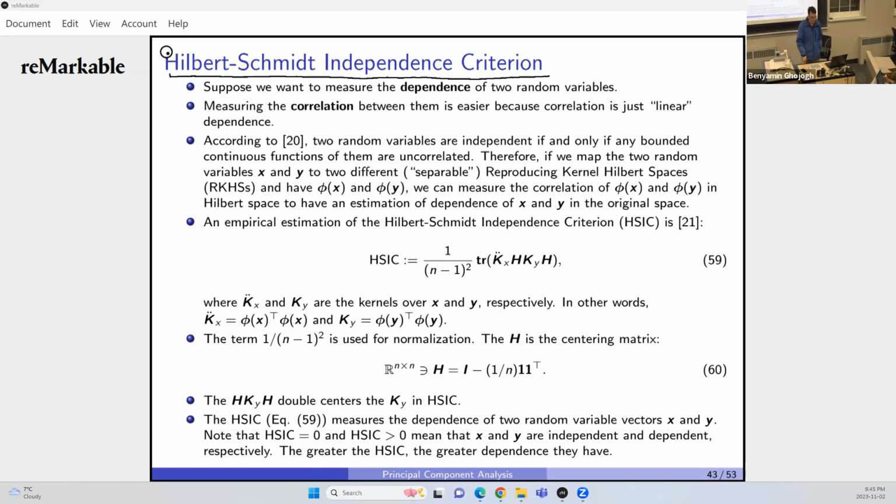So they said, let's pull data from the input space to the reproducing kernel Hilbert space. In the Hilbert space, we calculate correlation, linear dependence. Apparently, calculation of linear dependence in the Hilbert space is a good estimation of dependence in the input space. Very interesting, right? Something which was very hard to calculate in the input space became very easy to calculate in the Hilbert space. So that's called the Hilbert-Schmidt independence criterion. And I think you know why they called it Hilbert-Schmidt.